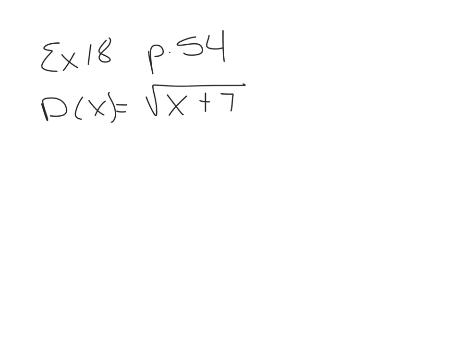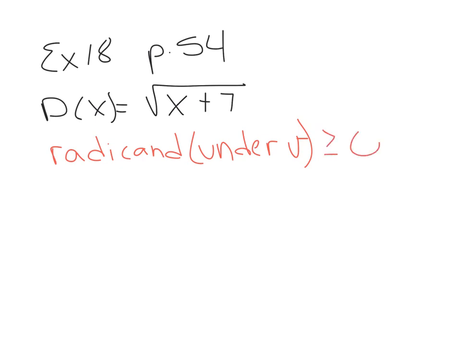So let's write that as a rule here. The radicand, that's the part under the symbol, if you want to write that under the square root symbol, has to be greater than or equal to 0. So we're going to take that radicand, x plus 7, and we're going to say this is greater than or equal to 0. It has to be a positive number.